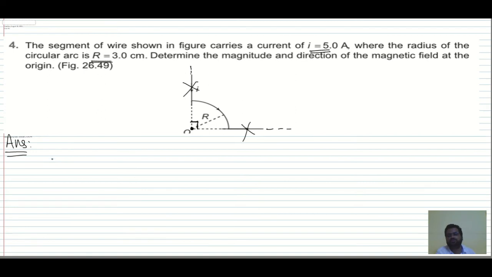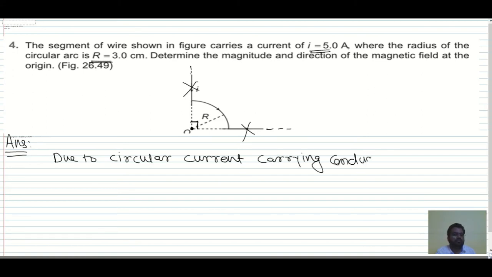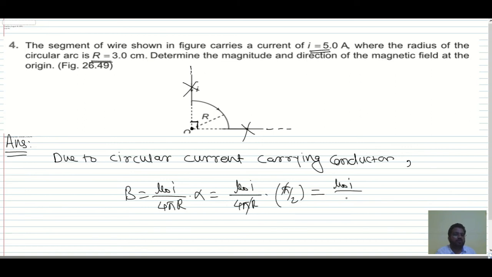So due to circular current carrying conductor, magnetic field B is equal to mu naught I divided by 4 pi r into alpha. So which is equal to mu naught I divided by 4 pi r into, what is alpha? Pi by 2 we have. So this pi gets cancelled. So we have mu naught I divided by 8r.